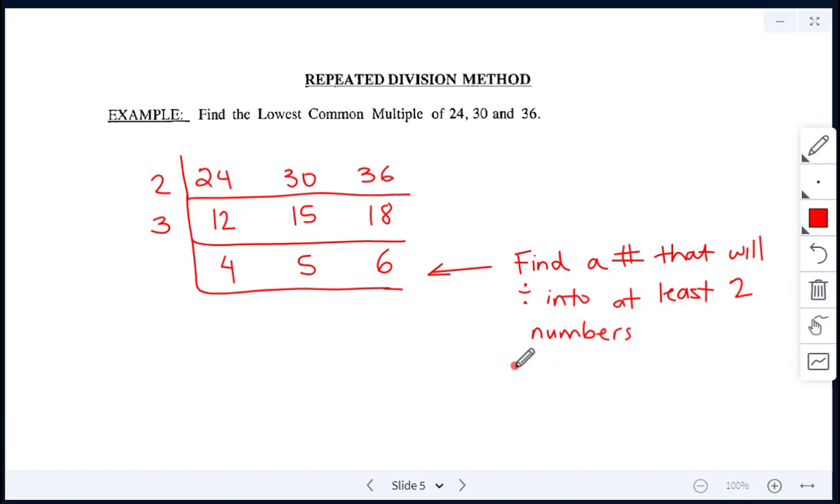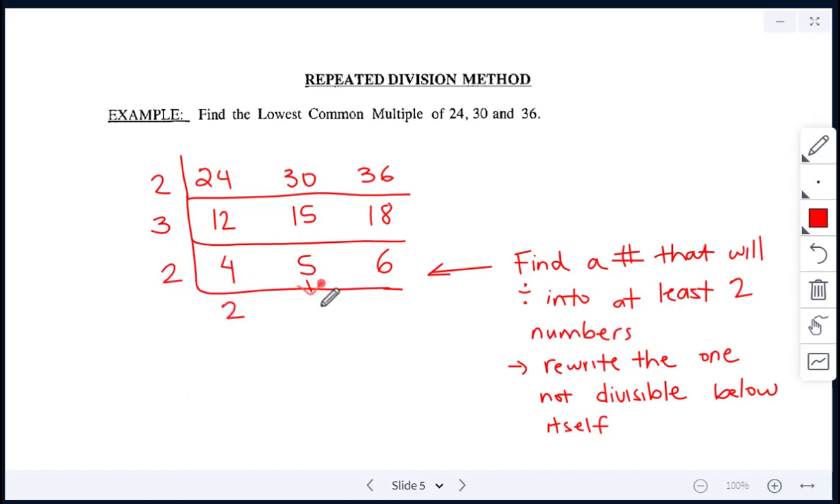All right, and then you're just going to bring down or rewrite the one that's not divisible below itself. Okay, so we can divide 4 and 6. We can divide them both by 2. All right, so 4 divided by 2, that's 2. The 5 we just bring down. And 6 divided by 2 is 3.